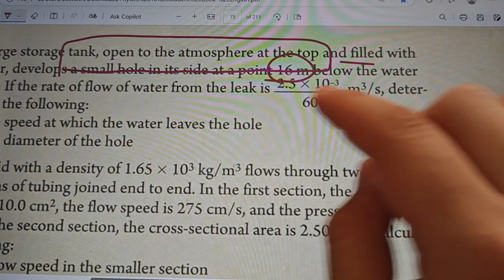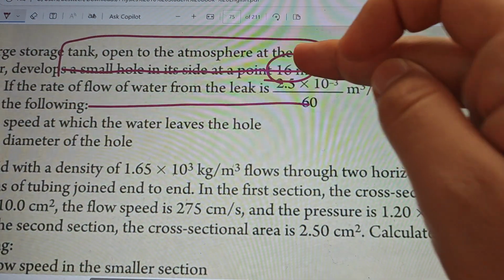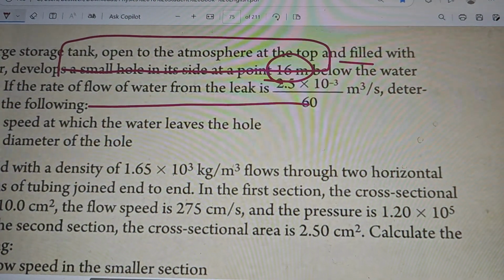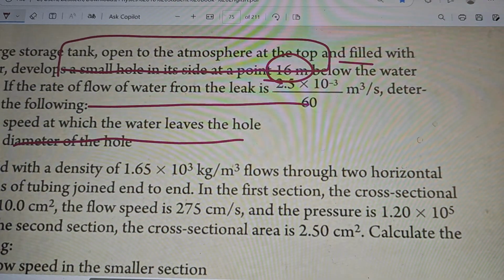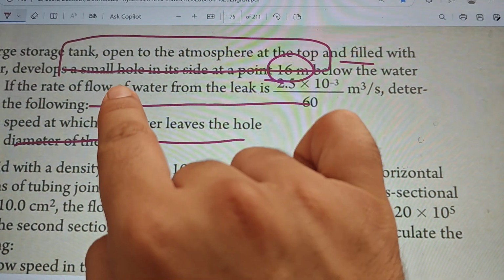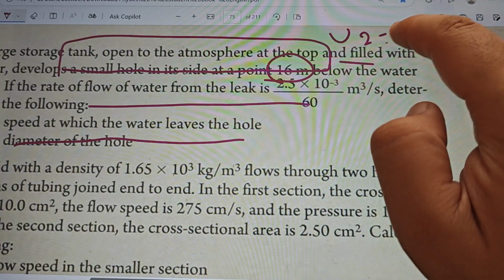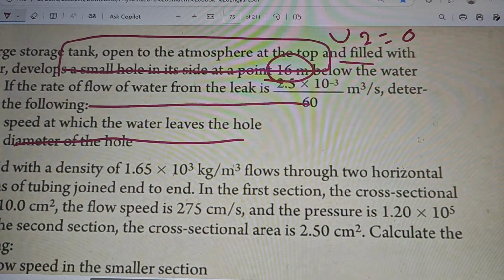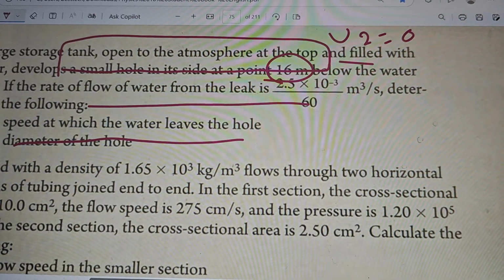And if the rate of the flow of water is equal to this number, determine the following. Part A, find what? The speed at which the water leaves the hole. Find the speed immediately. Look, I told you, because in here the question said the tank is open, again the second velocity is equal to 0. So because the question said find the speed, it means find the first speed.